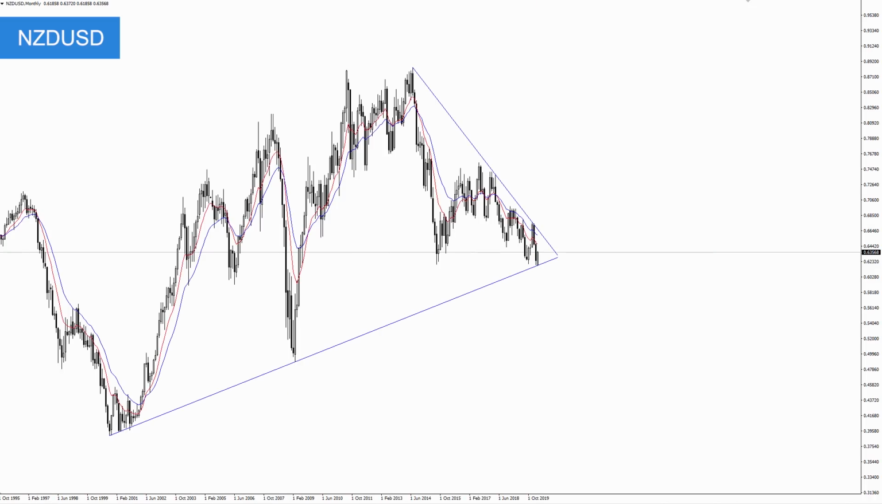Next up, we have the New Zealand dollar versus the US dollar. And I want to start with the weekly time frame here because, as you can see, we have this massive terminal pattern that could force the market's hand over the coming weeks.